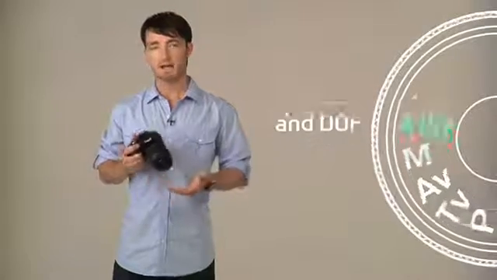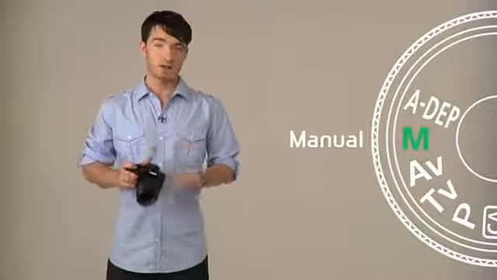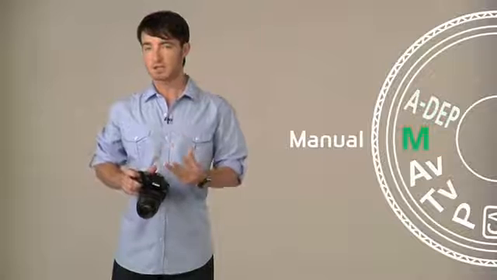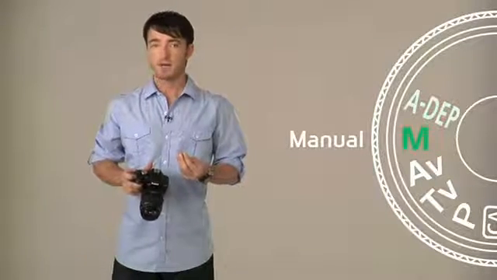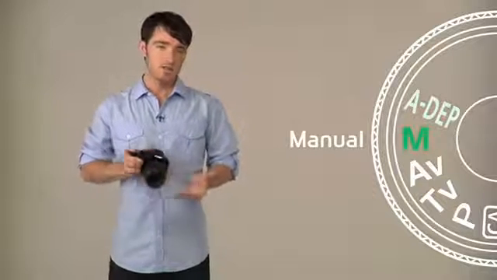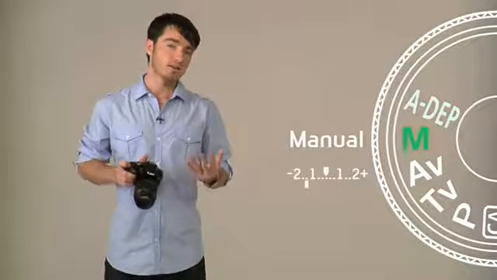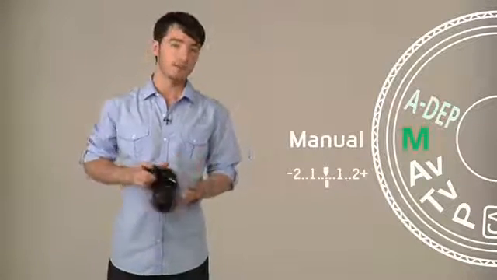And finally, we come to M, which stands for manual. In this mode, you can adjust both aperture and shutter speed independently, using the LCD display or the display inside the viewfinder to help achieve correct exposure. This is a great mode to use for those times when you might want to intentionally under or overexpose a shot to achieve a particular creative effect.